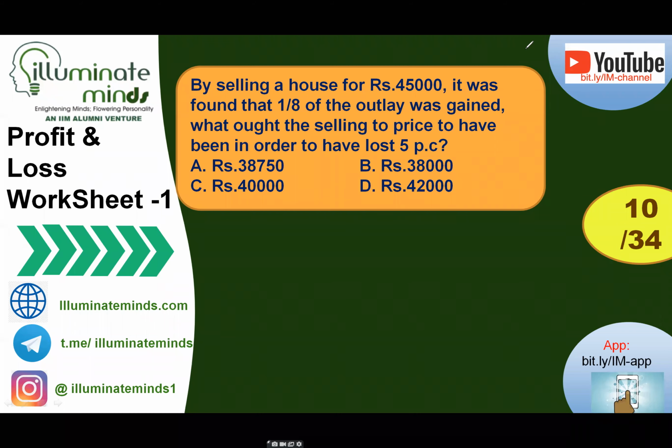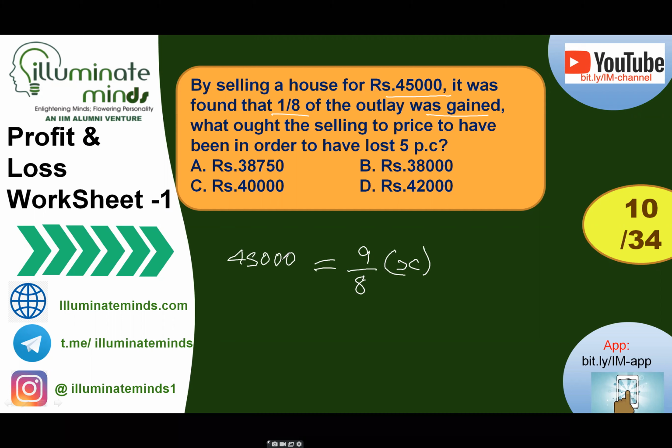So in question number 10, by selling a house at rupees 45,000, it was found that 1 by 8 of the outlay was gained. What does that mean? That means I purchased at X, and 1 by 8 gain means 1 plus 1 by 8, that is 9 by 8 of X, is equal to 45,000.